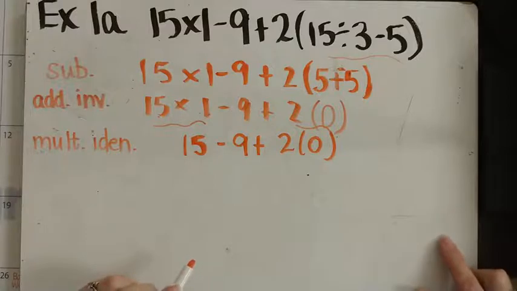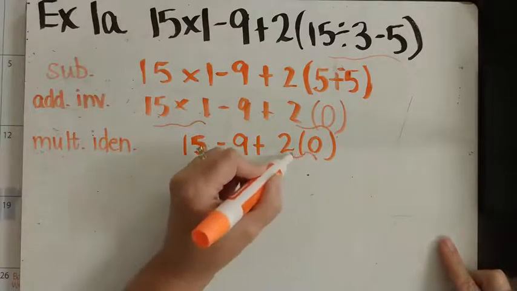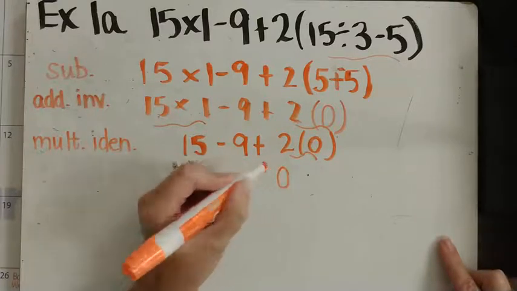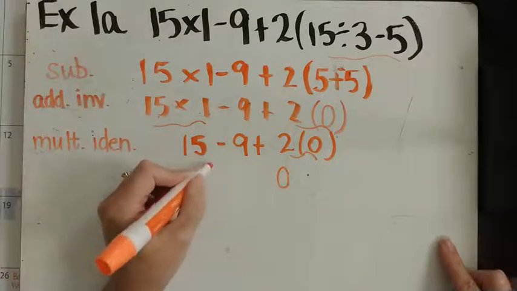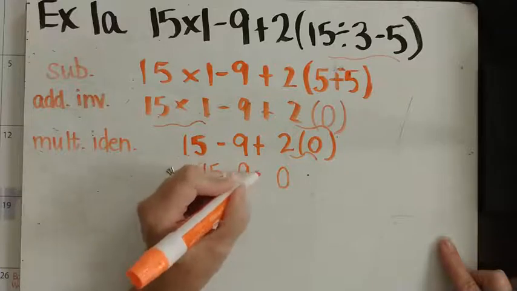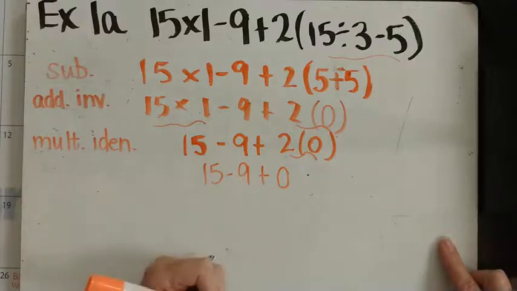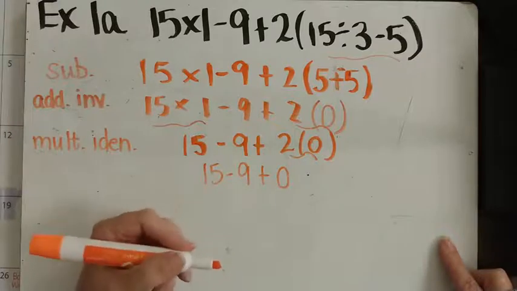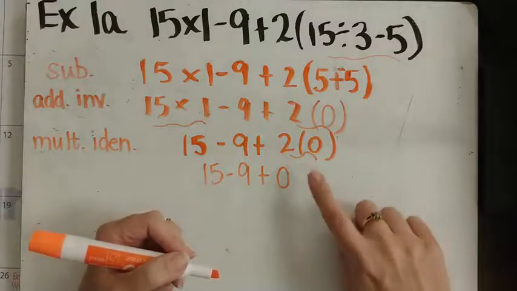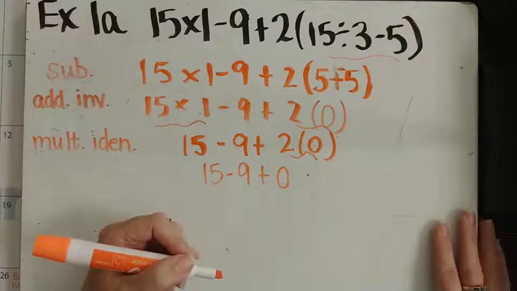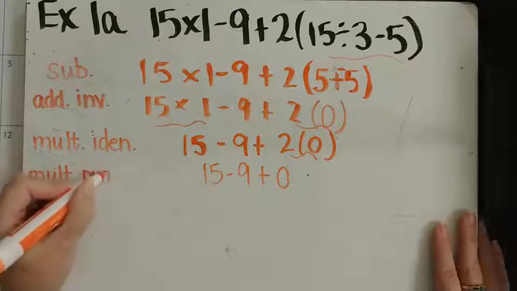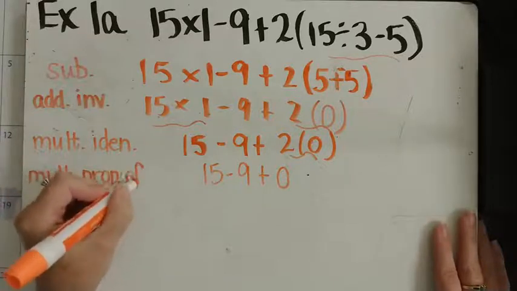Now what do we do in our next step? We still have some multiplication to do. So let's do this. It becomes 0. So we have 15 minus 9 plus 0. And this is multiplication. Did we have a multiplication property that said if you multiply by 0, you get 0? That's the multiplication property of 0.